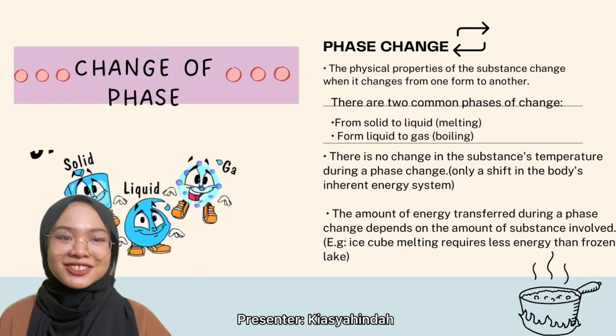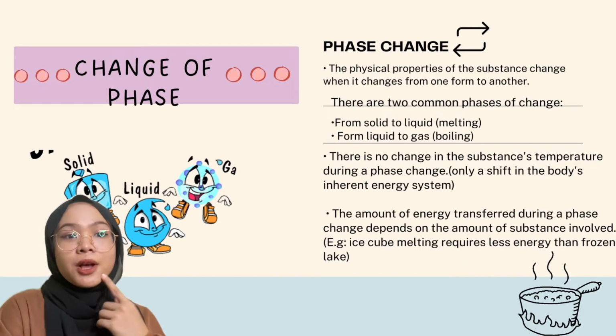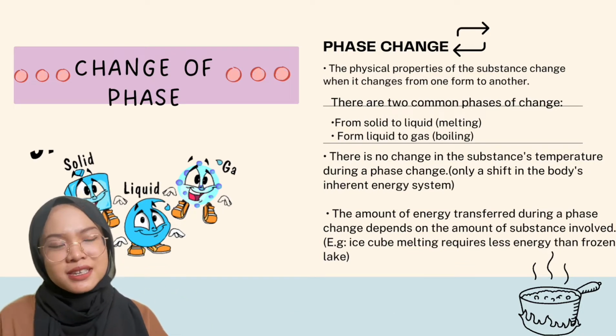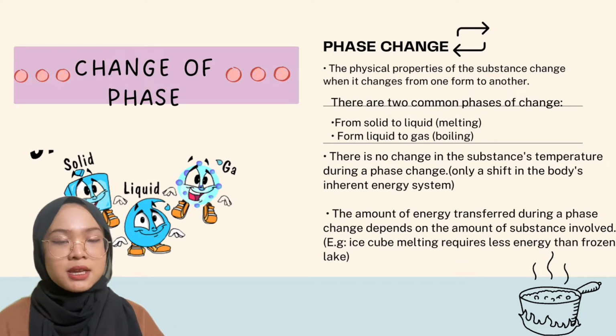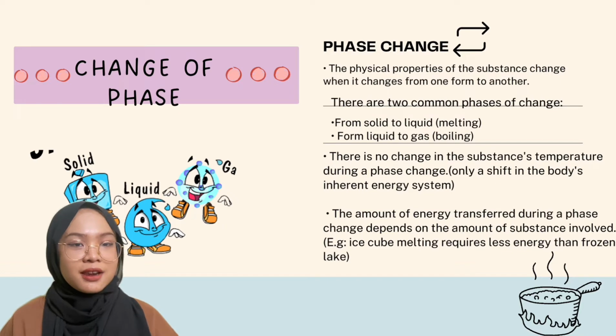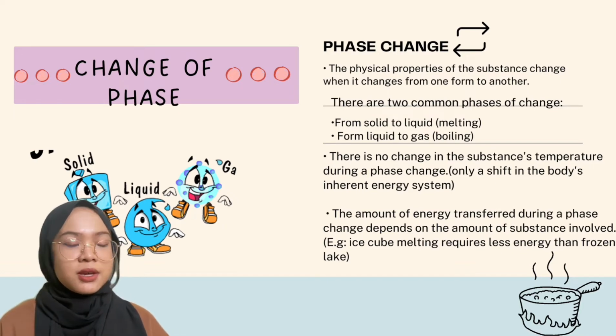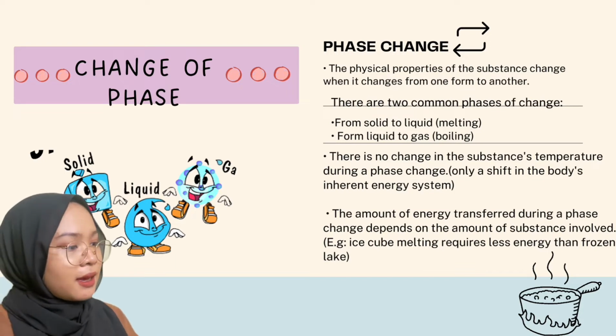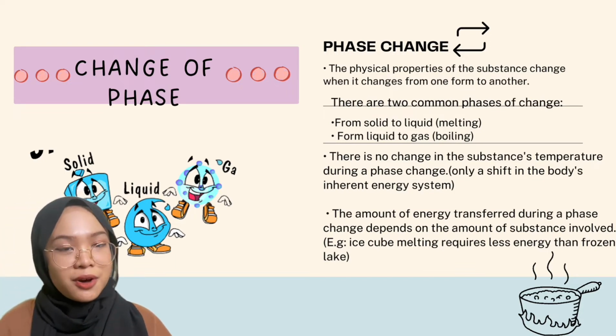Moving on, we are going to look at phase change. What is phase change, you may ask? Phase change is a physical characteristic of a substance that changes from one form to another form. Please take note that there are two common phase changes, which are from solid to liquid, which we call melting, and from liquid to gas, which we call boiling.